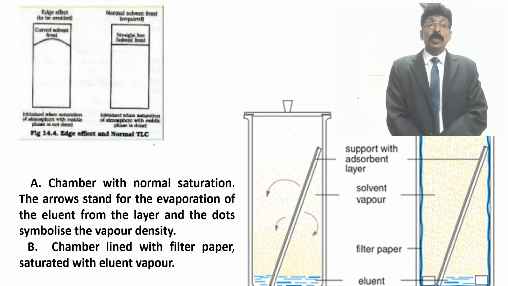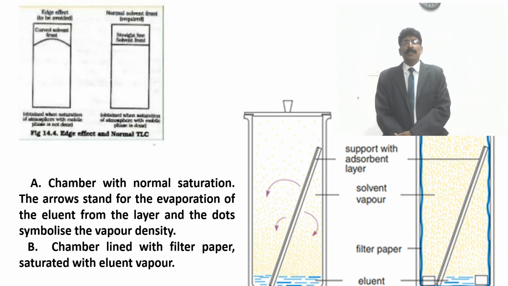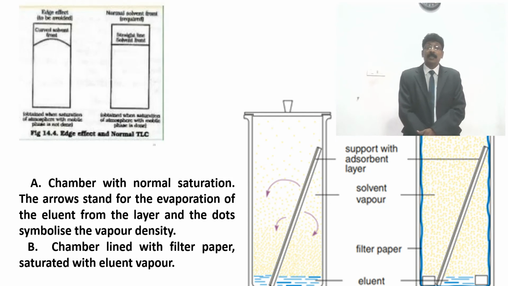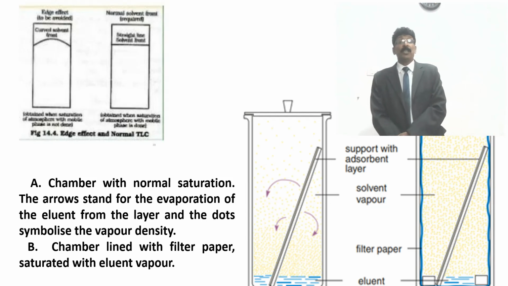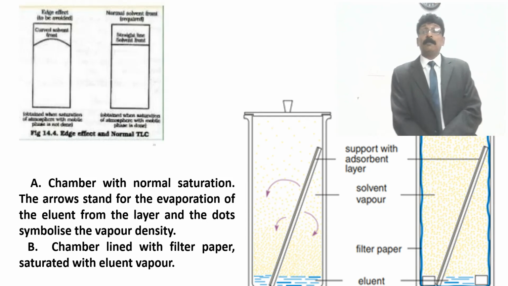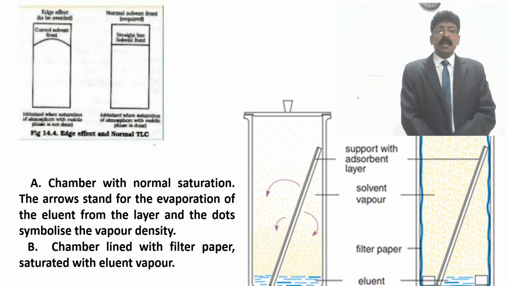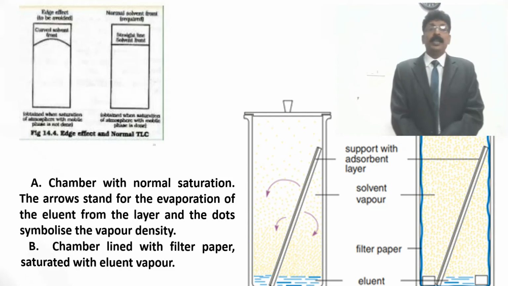So you can see the chamber with normal saturation. The arrow stands for the evaporation of the eluent, and the dots symbolize the vapor density. If you do not have saturation, the vapors can also evaporate, so that the edging effect will take place. In the center part the movement will be much faster. The chamber lining is the blue colored filter paper, and the saturation of the eluent vapor is shown in the picture.